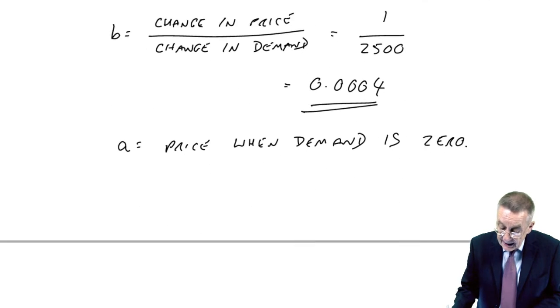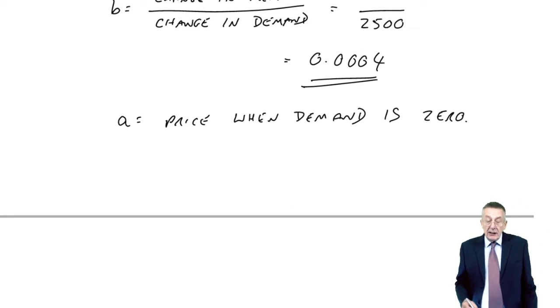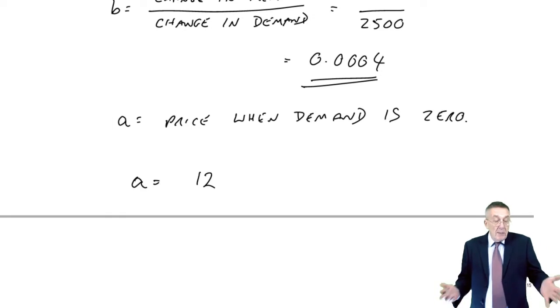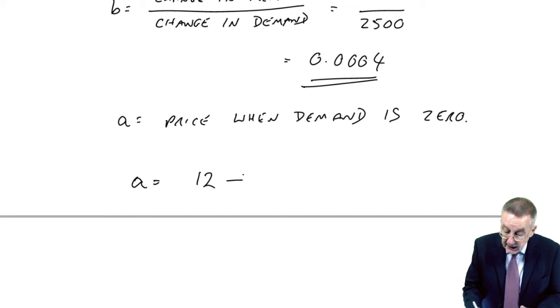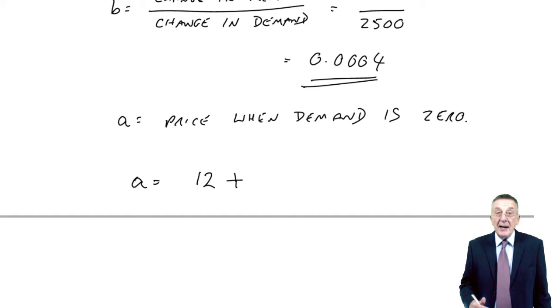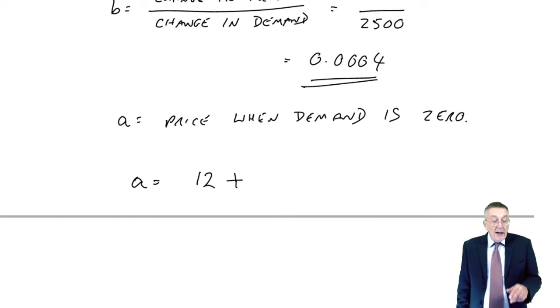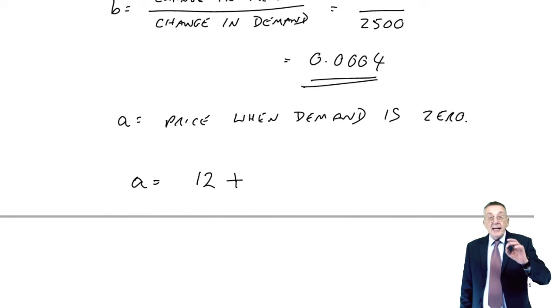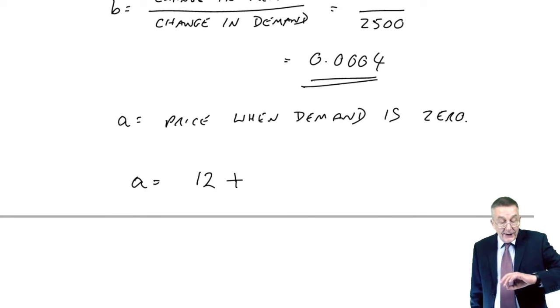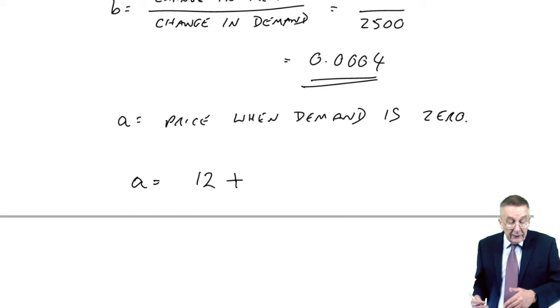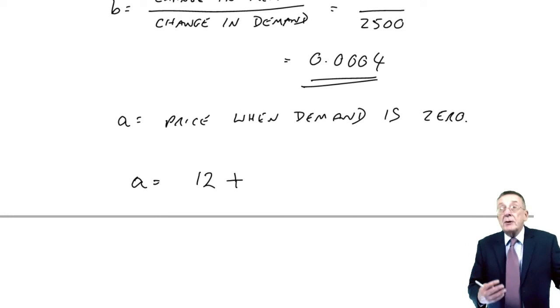Well, how can we work it out here? We know what the price currently is. The price currently is $12. But at the moment we're selling a lot of units, so the maximum price when demand is 0 is going to be higher. And how much higher is it going to be? Well, to have a demand of 0, we need the demand to fall by 16,000 units. And we know that for every 2,500 fall, we have to put the price up by $1.